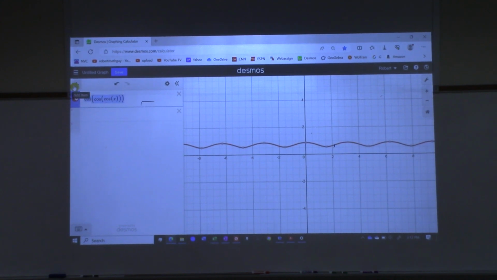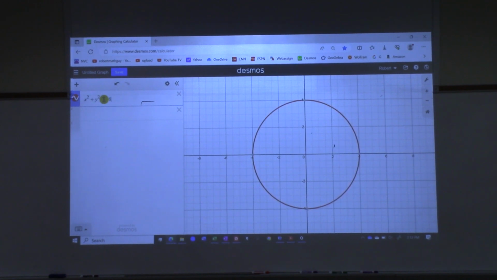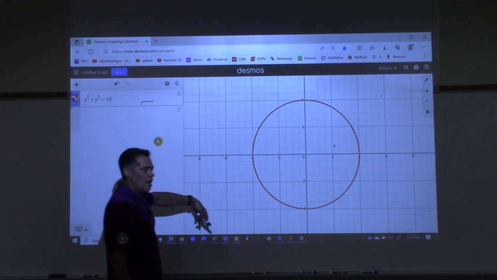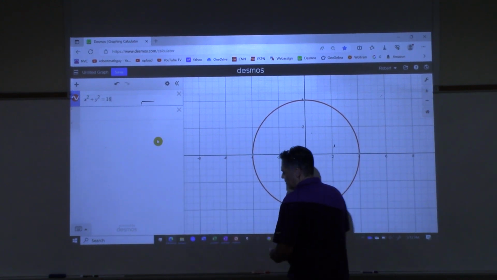x squared plus y squared equals 16. In Desmos, you can just type in the equation. There we go. X squared plus y squared is 16. It fails the vertical line test, right? This fails the vertical line test.